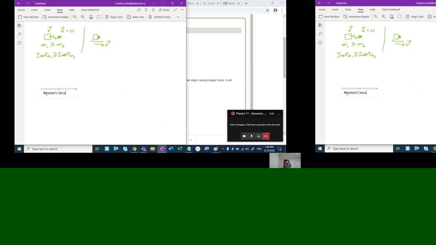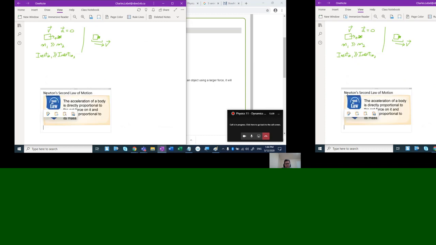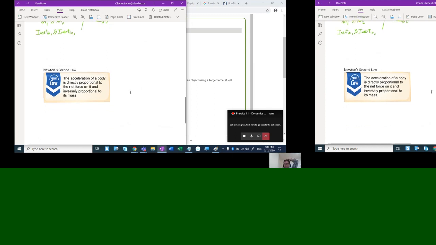Newton's second law of motion, simply called the second law: the acceleration of a body is directly proportional to the net force on it and inversely proportional to its mass. Can I write that?